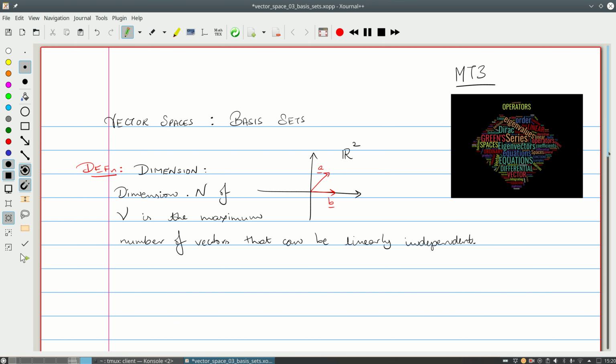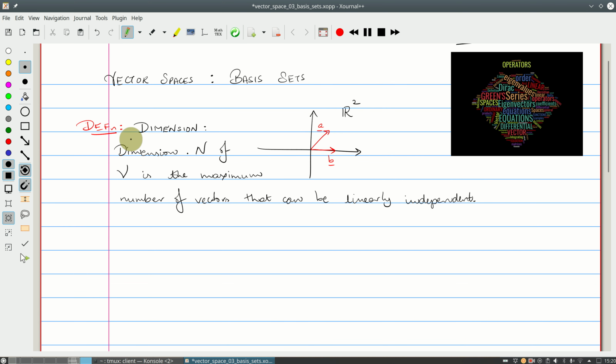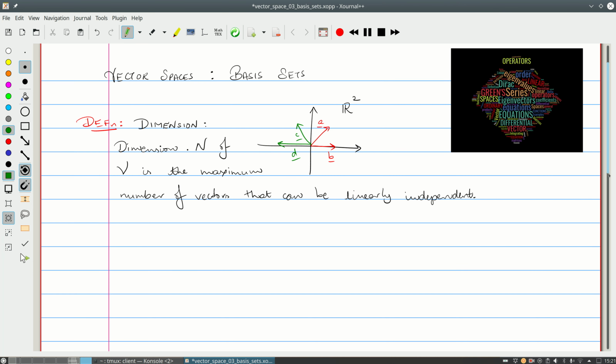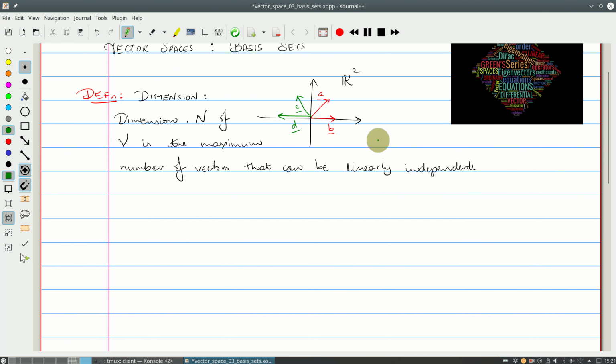Now we know from two-dimensional space that in addition to these vectors A and B being linearly independent, we could also have C and D being linearly independent. In fact, there are an infinite number of combinations of two vectors which are linearly independent. Any one of these combinations can be used as the basis. So this is where we come to our second definition, and this is the basis.